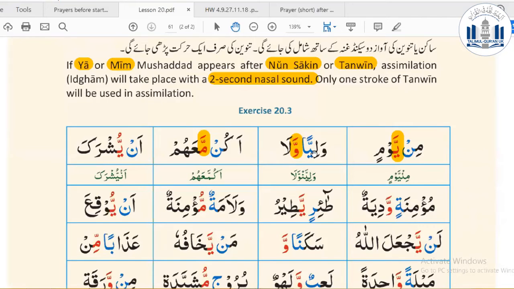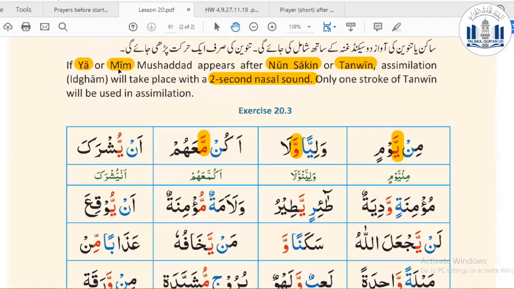Can you just tell me why you produce a 2-second nasal sound? It's because it says in the rule that if a ya or a meem mushaddad appears after noon sakin or tanween, then a 2-second nasal sound will be produced.